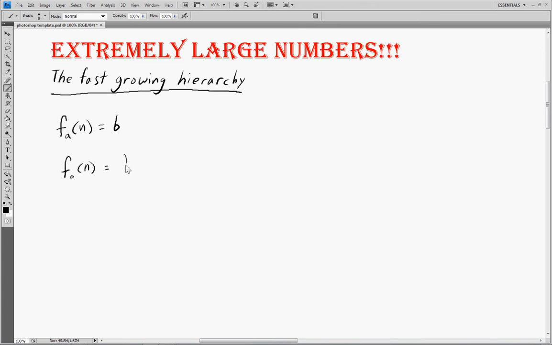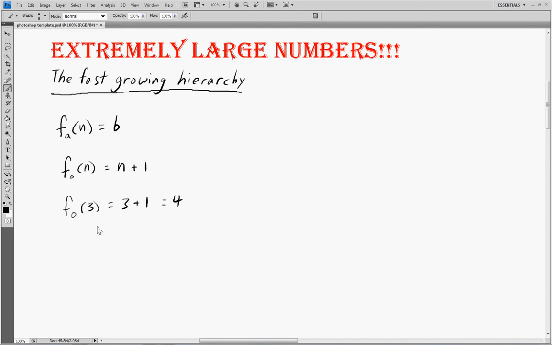All this equals is, f sub 0 of n is simply equal to n plus 1. This is called the successor of n. It's an operation that's even more simple than addition. It's called successorship. So to do a very simple example, f sub 0 of 3 is equal to 3 plus 1, which is equal to 4.